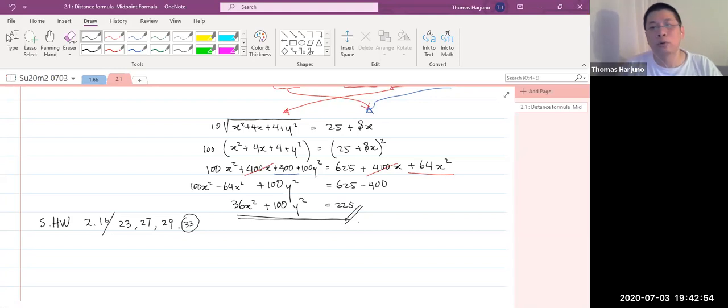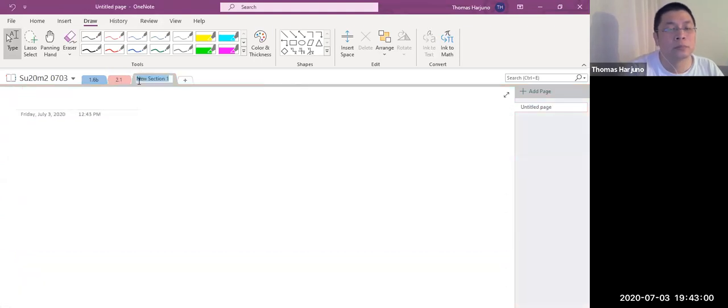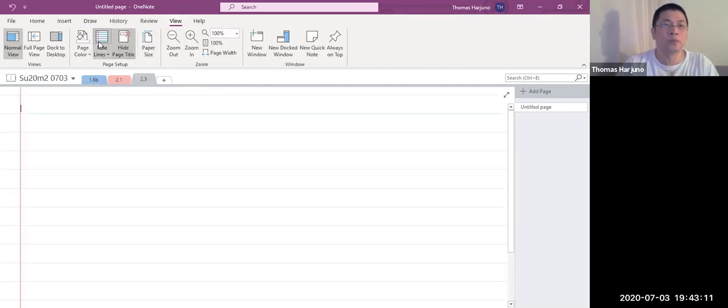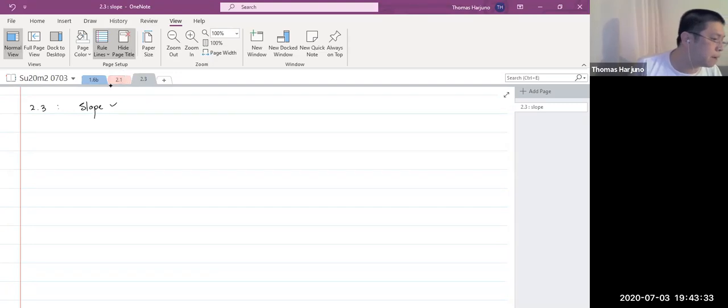Now let me go on to 2.3. 2.3 is on lines, which you have seen in your Algebra 1 and also your Algebra 2. And we have done a little bit on the first day of class. Now here we will see the slope. We have done that. And we have seen the equation of the line.